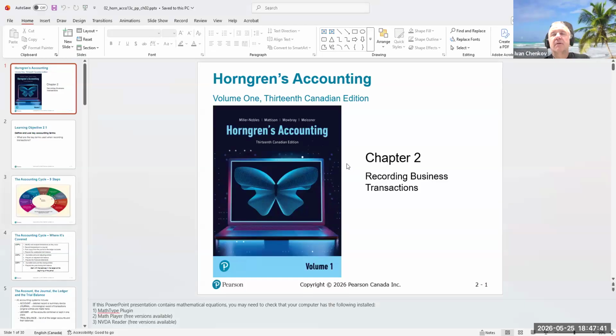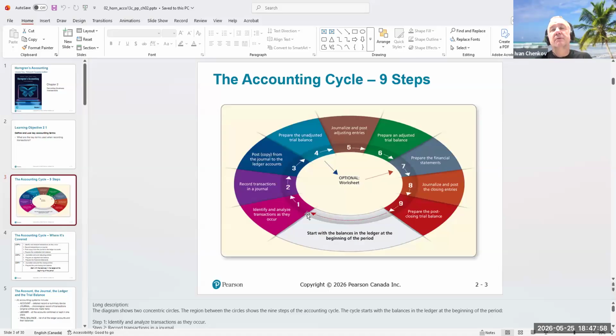Okay, let's go quickly over the overview of chapter 2 again. Chapter 2 is about recording business transactions. In order to record a transaction in the journal, we have to find out: is there actually a transaction? Does that transaction involve any of the accounts that we have? Then we're going to put the transactions into the journal. The journal is going to be posted into the ledger. Then we're going to prepare a trial balance.